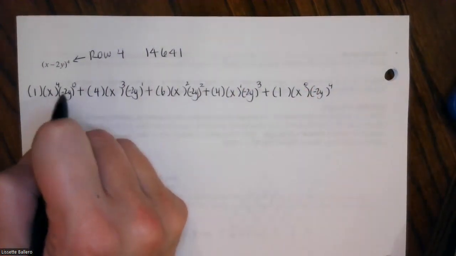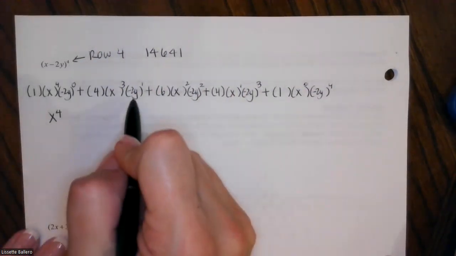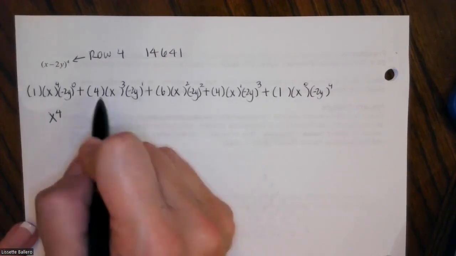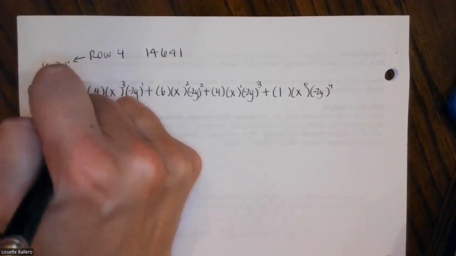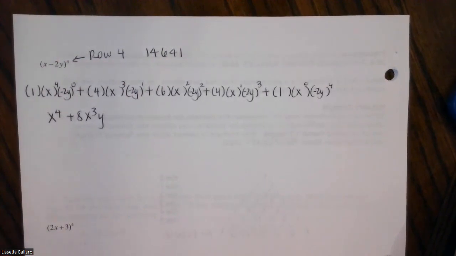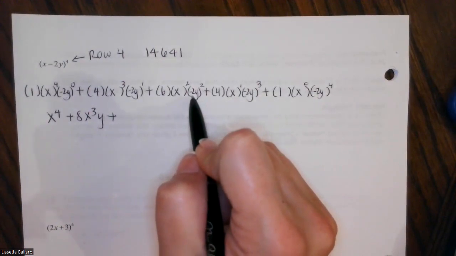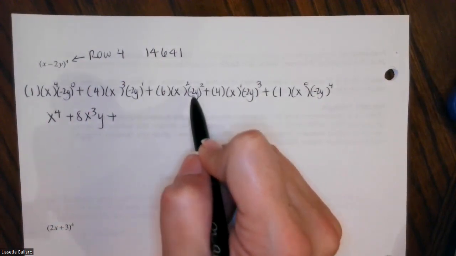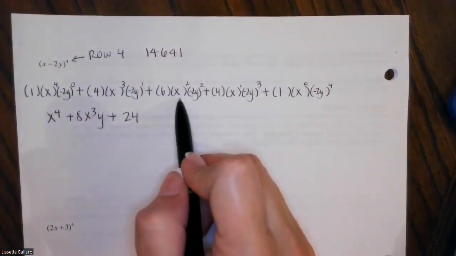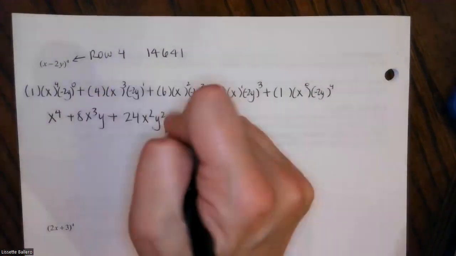Anything to the 0 power is 1, so this first term is just going to be x to the fourth. In this second one, I've got negative 2y to the first power, so that's just negative 2 times a positive 4 gives me a negative 8, and then we've got x cubed and y. For our next term, we are going to take negative 2y and square it. Negative 2 squared is a positive 4 times 6 is 24, so that's going to be the coefficient there. And then I've got an x squared and a y squared.